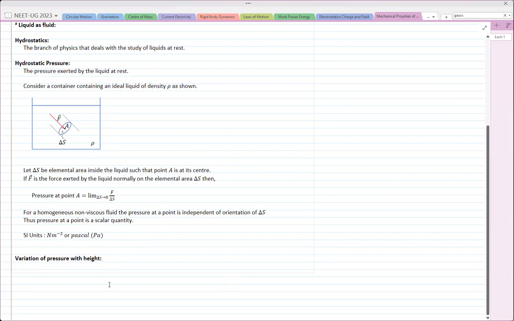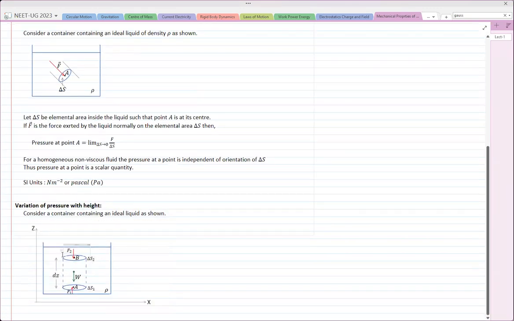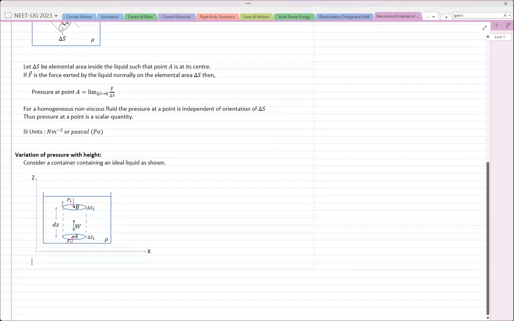So consider a container containing an ideal liquid, as shown. So this is our container containing liquid. Now what I've done, I'm using XZ plane to show the section. Z axis is vertical.